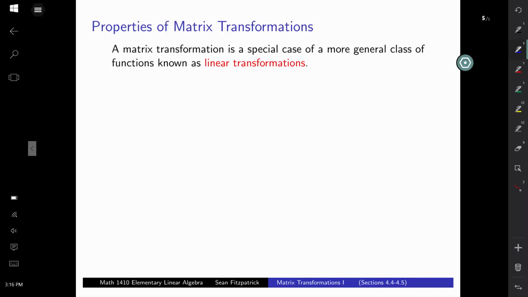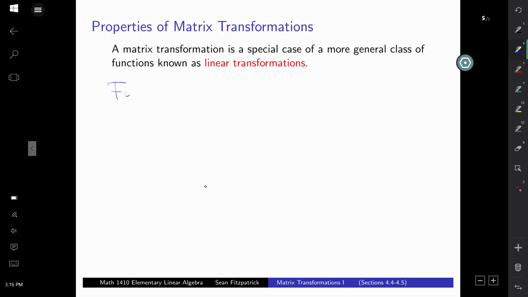Okay. Now, these sorts of functions that you define using matrices are special cases of what are called linear transformations. Linear transformations are studied in an abstract linear algebra course. In fact, they're kind of the main object of study in an abstract linear algebra course. But if the only vector space you're going to look at is Rn or Rm, then the only linear transformations that you need to look at are matrix transformations. And there are a couple of important properties.